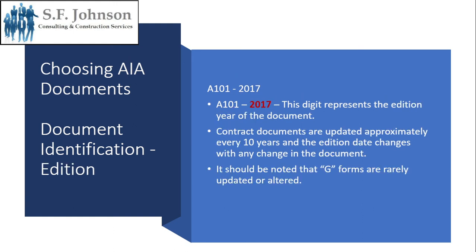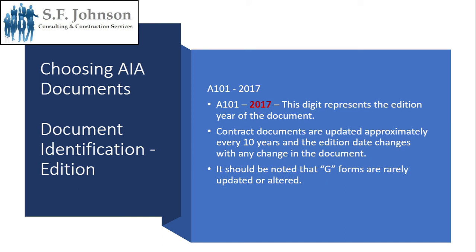And last but not least, that is the edition of the contract. This number represents the edition year of the document. Typically these are updated every 10 years, but the G forms are not updated as often. So this represents how we identify the different forms.